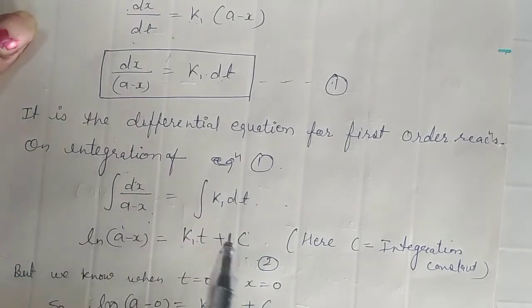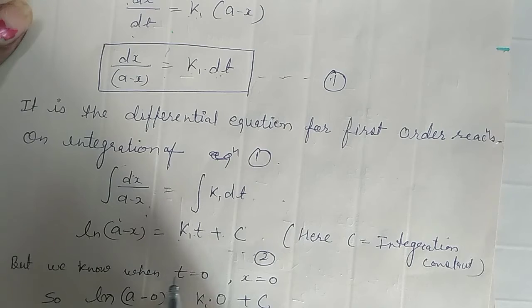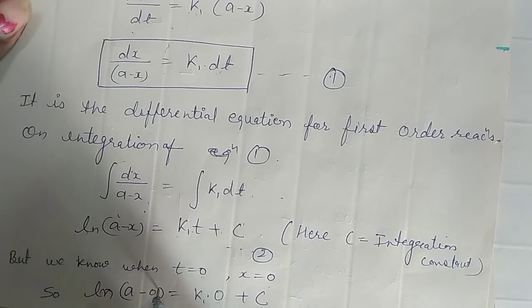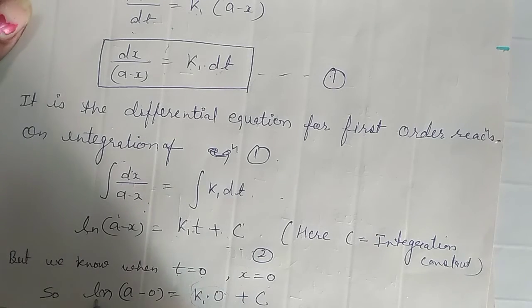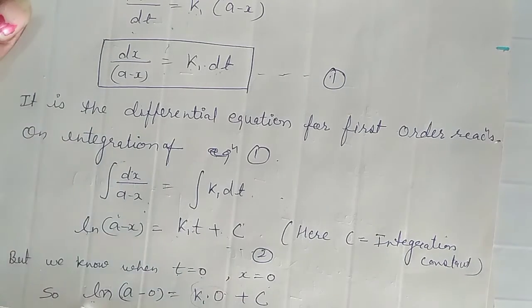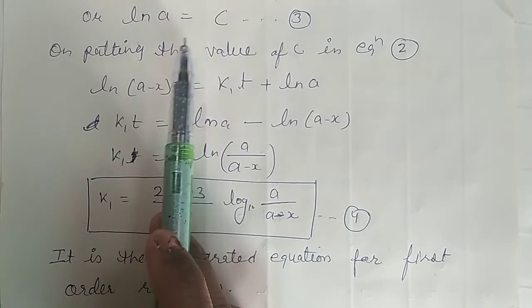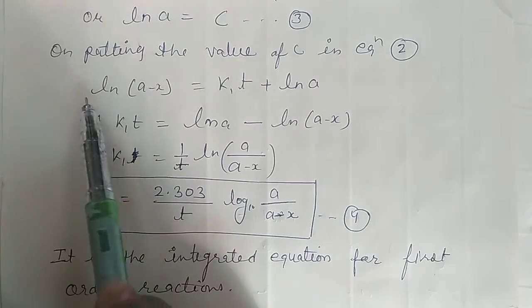Now we have to derive the value of c as usual, as in zero order. When t will be 0, then x will be 0. So ln a minus 0 is equal to k1 into 0 plus c. This term will be 0, and remaining only ln a, meaning ln a is equal to c. So we can put the value of c in the integrated equation.